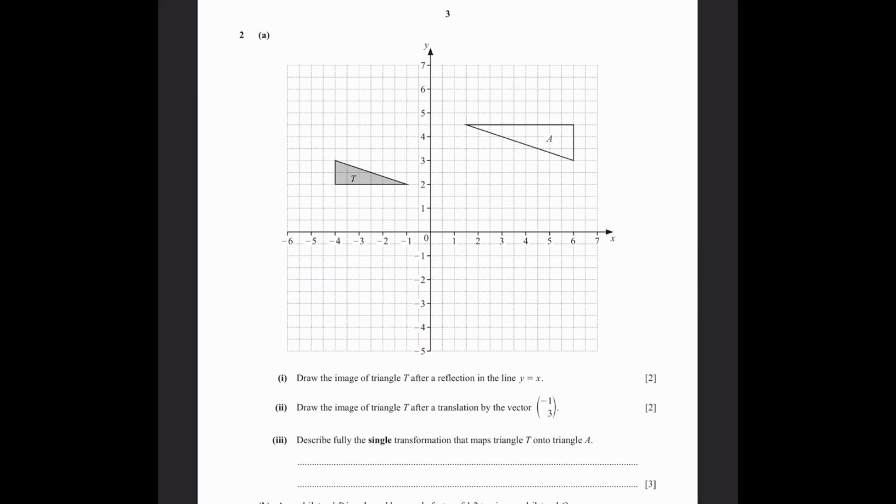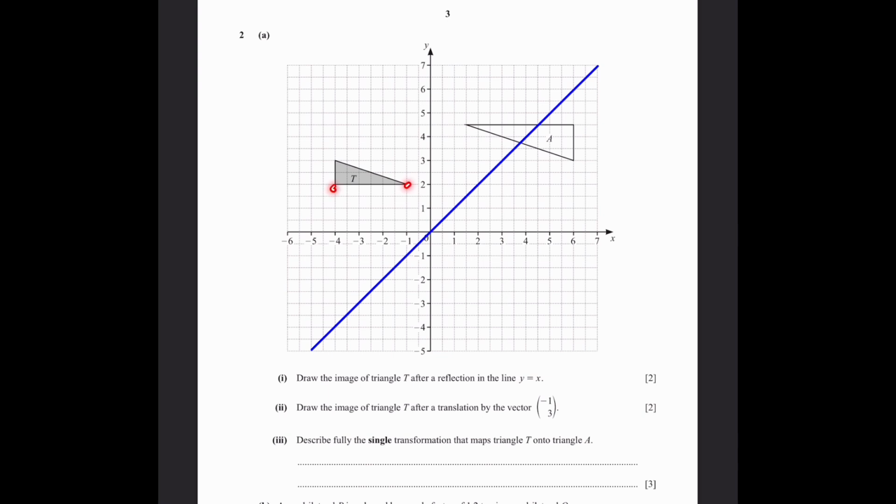A. 1. Draw the image of triangle T after reflection in the line y equals x. The line y equals x is this diagonal over here. So minus 5 comma minus 5 goes up to 7 comma 7. Why? Because the x and y values are the same at all points. So it's this diagonal. Now, triangle T after a reflection in this line.